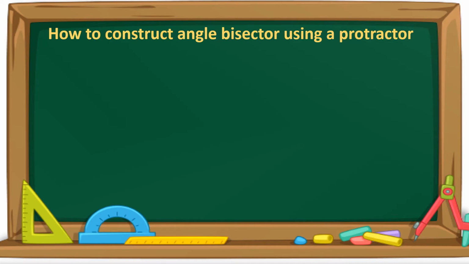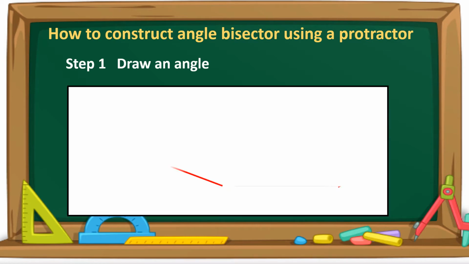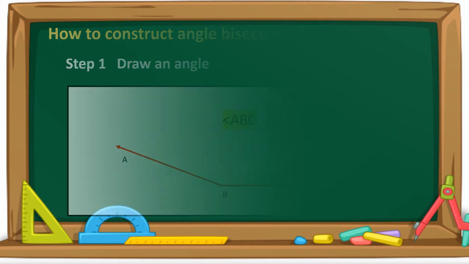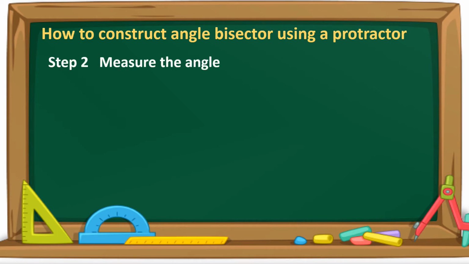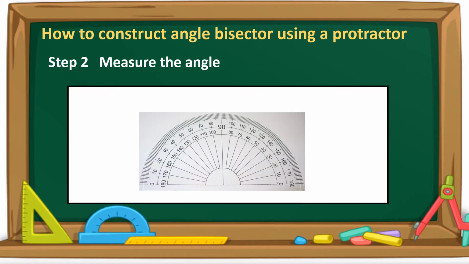How to construct an angle bisector using a protractor. Step 1. Draw an angle. So we have here angle ABC. Second step, measure the angle. But how to measure the angle? We need a protractor.